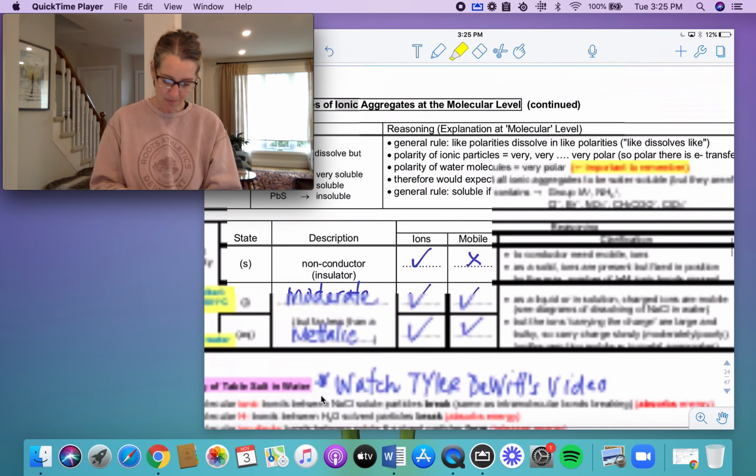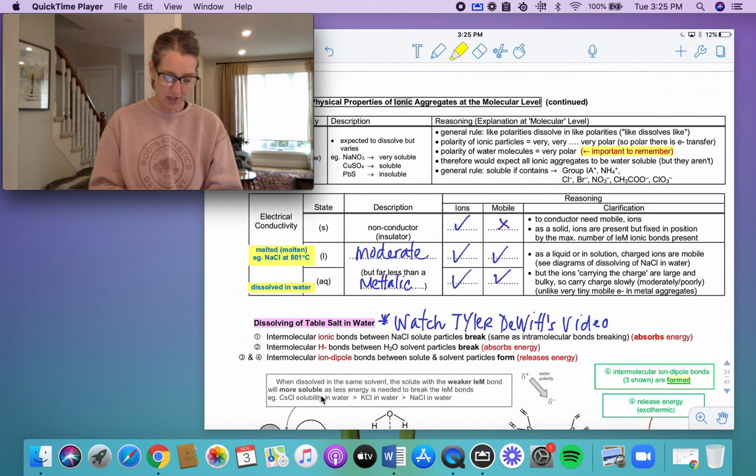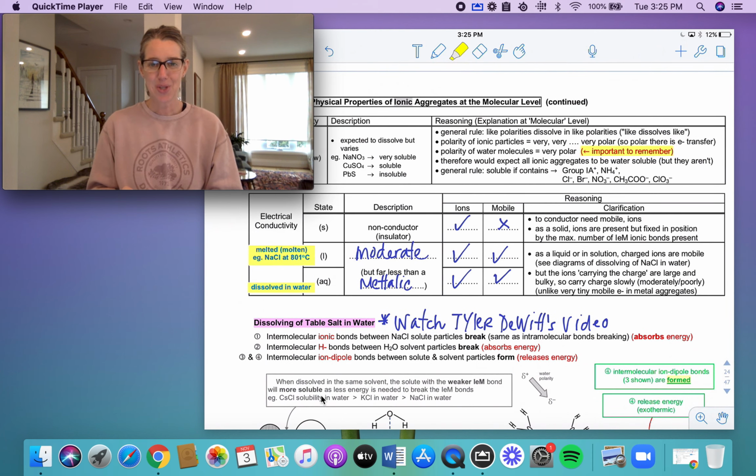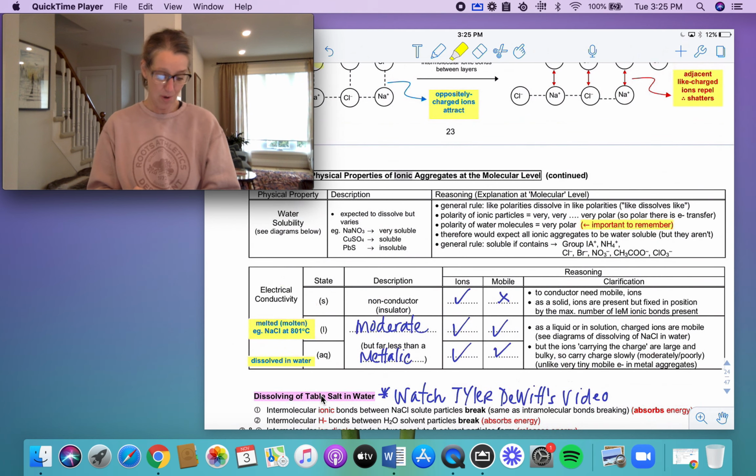Next, the next physical property, you're looking at water solubility. Again, we bring up what are the solubility rules. Okay, so yes, most of our ionic particles are water soluble. Not always, though. It depends on the polarity. It's also going to depend on the strength of the bonds that the particle has.